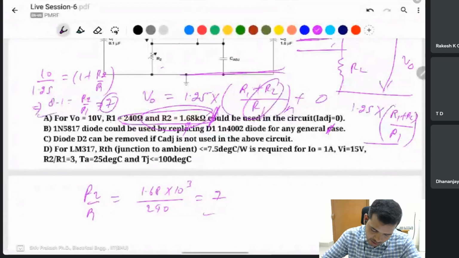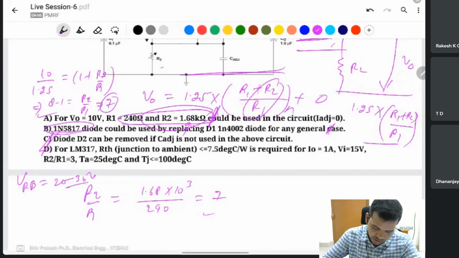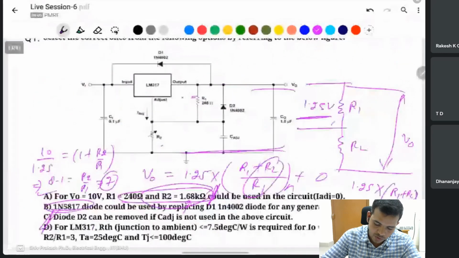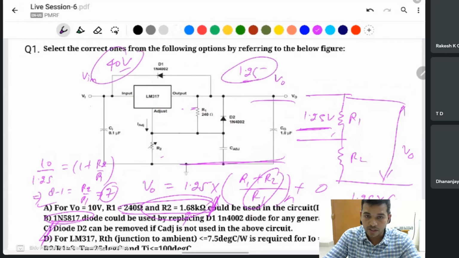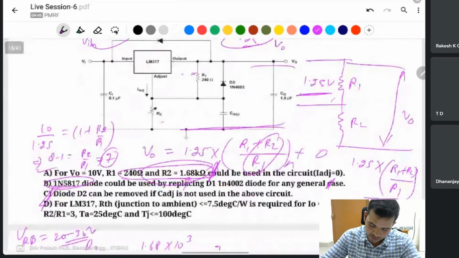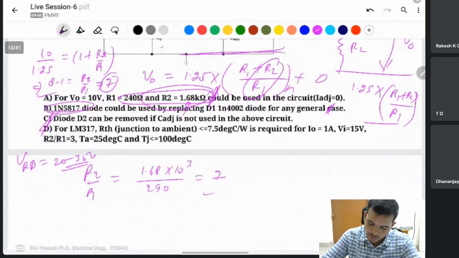The first one is correct. The second one can replace this diode, because the reverse blocking voltage of this one is like 20 to 30 volt only. And the maximum voltage difference between V input and V output at worst condition: if you take V input as 40 volt, minus 1.25 volt, this is very large, I think 38-something volt. Then you can't replace this one. This diode's VRB blocking voltage is 100 volt. This is just a diode.